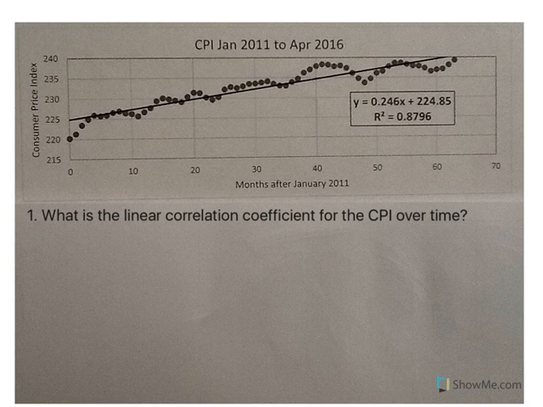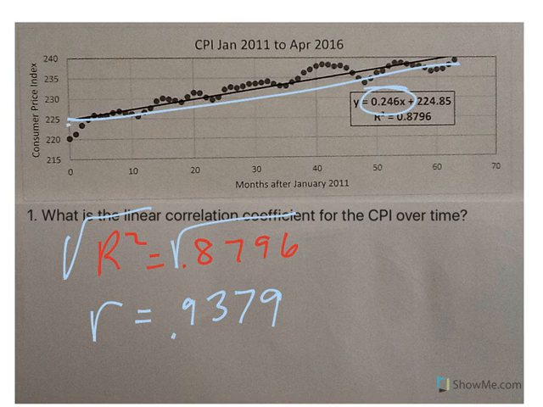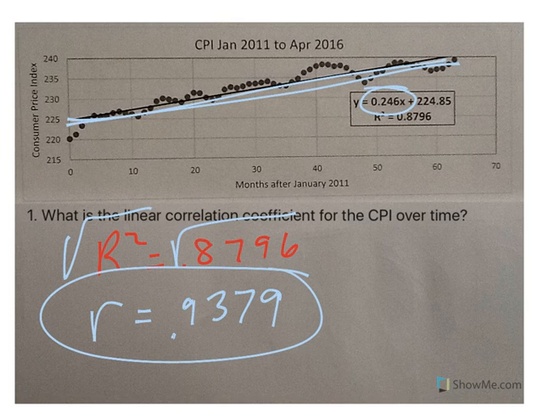Okay, so what is the linear correlation coefficient for the CPI over time? Well, R squared is 0.8796. So I'm going to take the square root of both of those, because the square root of R squared gives me r. You type in the square root of 0.8796 and it gives you 0.9379. And this is positive because look at your slope. Your slope is positive and it's going up. So I have a positive linear correlation coefficient when it comes to CPI over time.